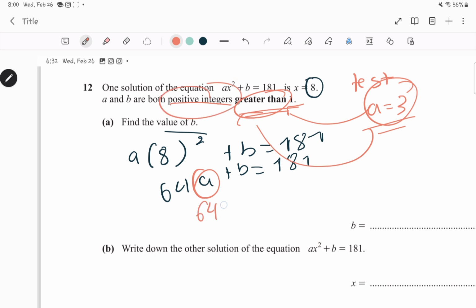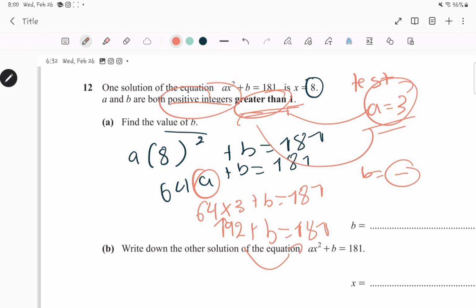So it becomes 64 times 3 plus b is equal to 181. So 64 times 3 is 192, plus b is equal to 181. Move it to the other side. You will get b to be a negative number. So definitely 3 is not an option. So we will go lower.